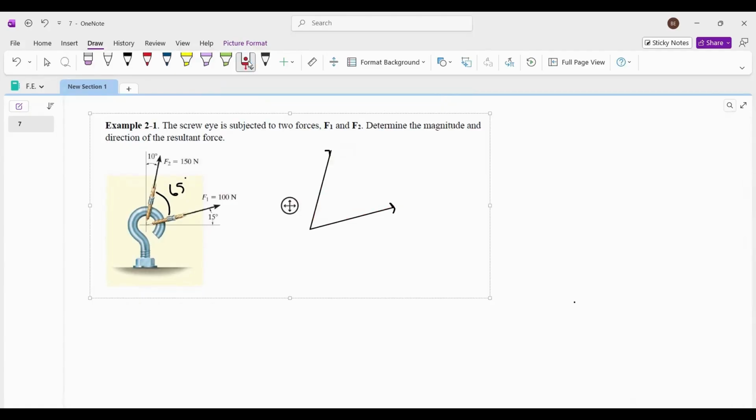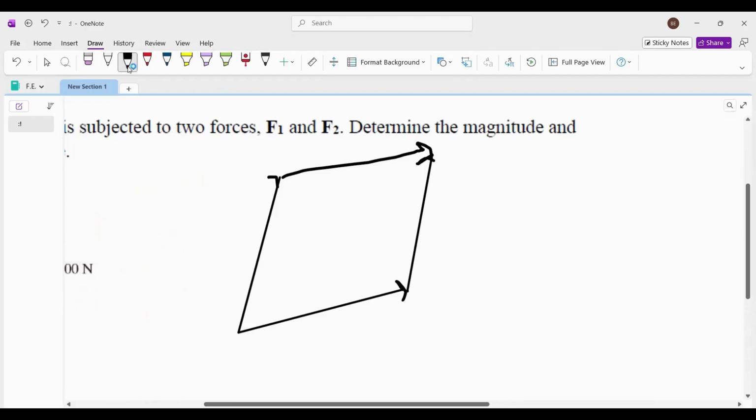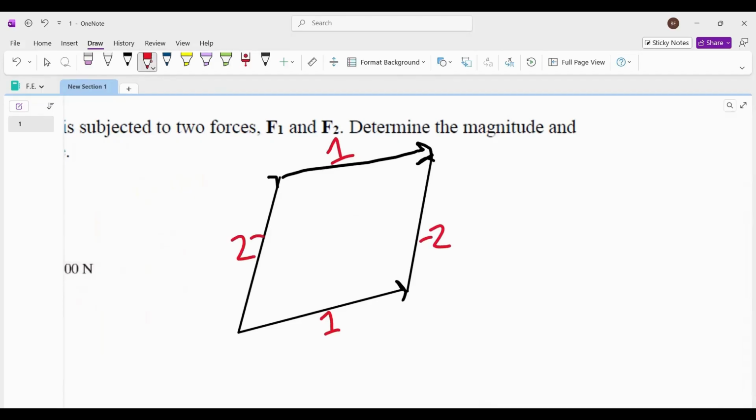To complete the parallelogram, we're going to draw F2 right here on the other side. And then the same thing, we're going to take F1 and draw it right here just to complete the parallelogram. So we know that this is F1, this is F1, this is F2, and this is F2, right?